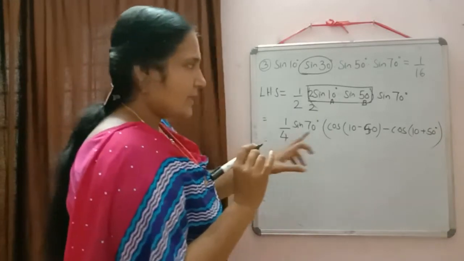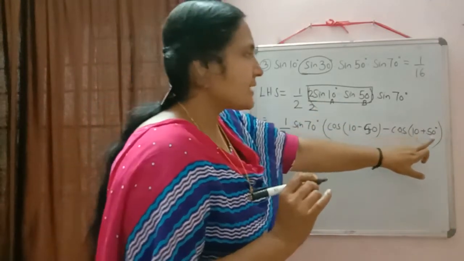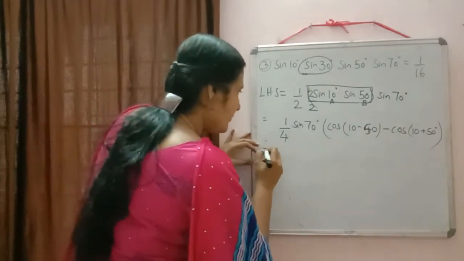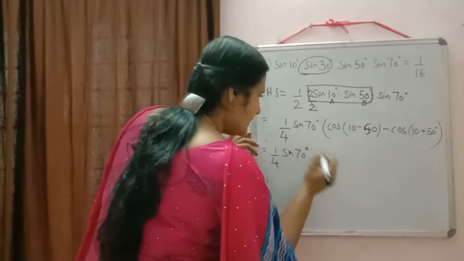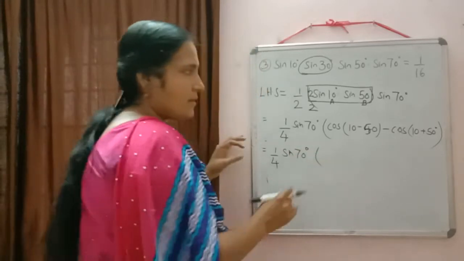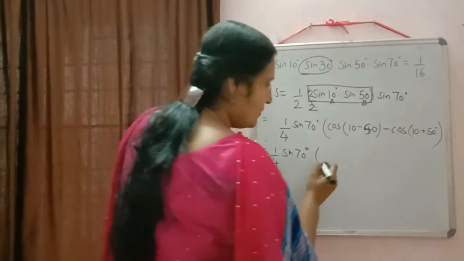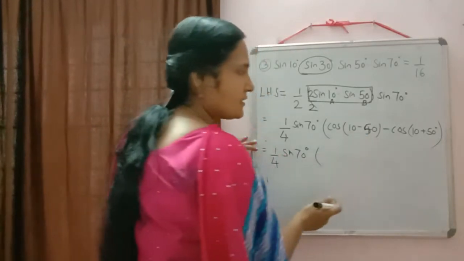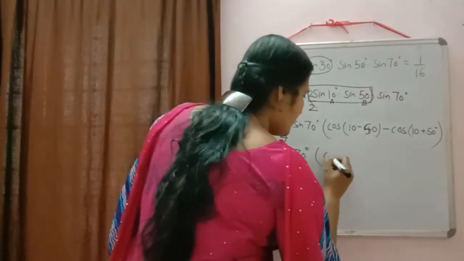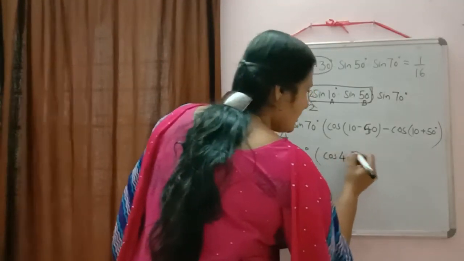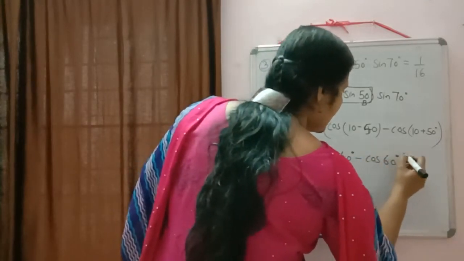Okay, this is only correct. Cos A minus B minus cos A plus B. Now we will substitute the value 1 by 4 into sine 70 degree. Here cos 10 minus 40. So that will be equal to cos of minus 40. And cos of minus theta is cos theta. So it will be equal to cos 40 degree minus cos 60 degree.